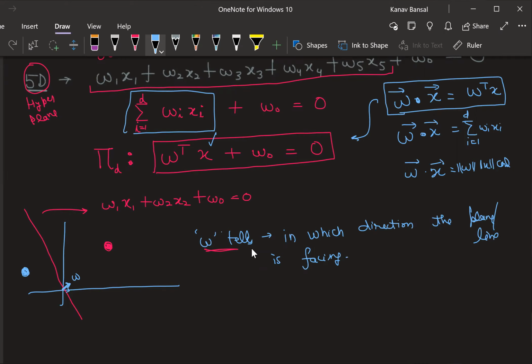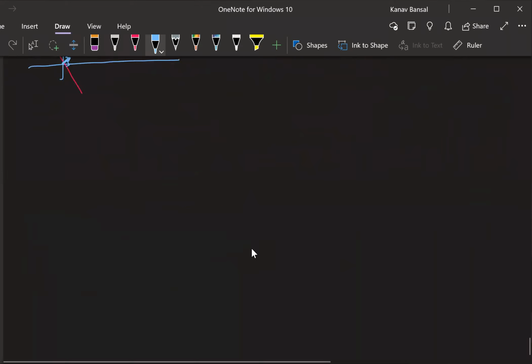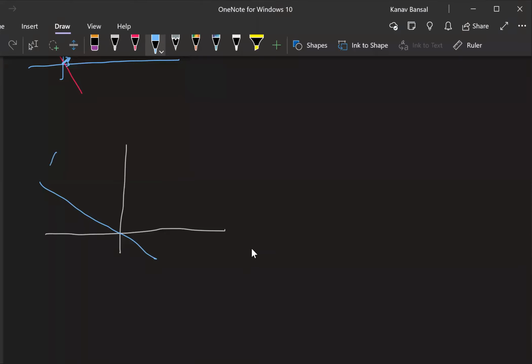Okay, I will explain again. Let's try to see this. Let's say I have a line like this, and I know the equation of this line. Let's say I represent this equation like this: W1 x1 plus W2 x2 plus W0 equal to 0. So the W is always going to be a normal to the plane. Let me call it W.